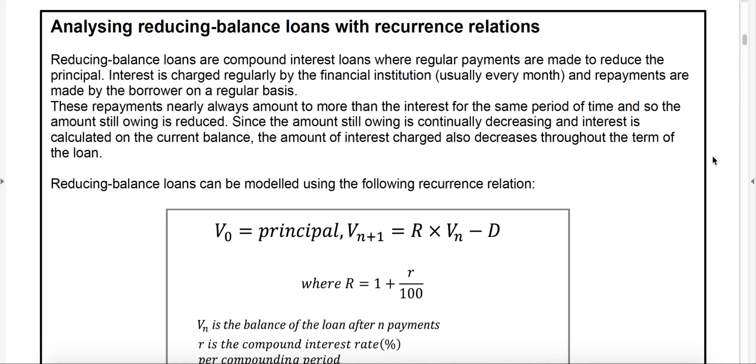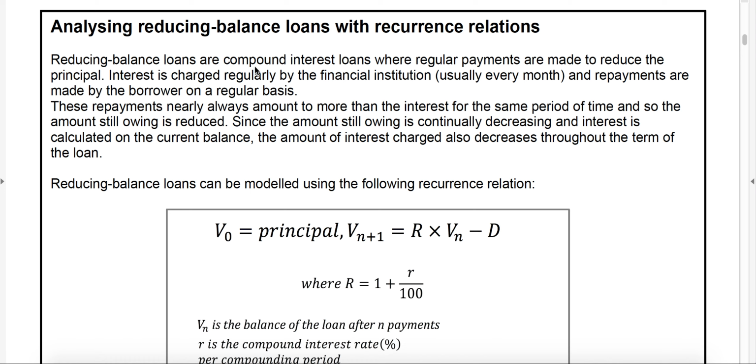In this video, we're going to be looking at using our recurrence relation that we looked at in 9A. That was the one that combined R and D in the same recurrence relation. This time, though, we want to look at what context we would use one of these recurrence relations. I mentioned we're going to use it for reducing balance loans. So these are compound interest loans, and it's where we're going to be looking at paying back the loan.